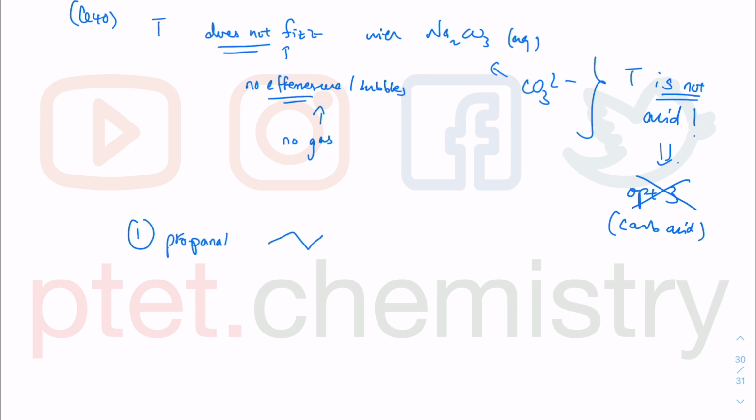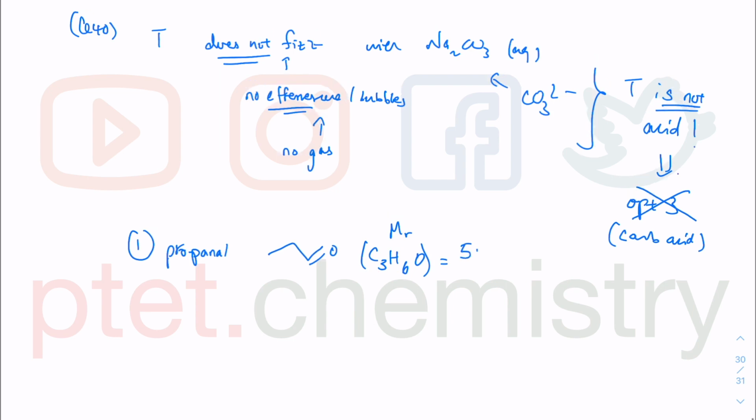Propanal is an aldehyde, so it's C3H: 1, 2, 3, 4, 5, and 6. So C3H6O. The Mr based on the periodic table is 12.0 times 3 plus 1.0 times 6 plus 16.0 times 1, which gives 58.0. And option 2, you have ethyl butanoate.